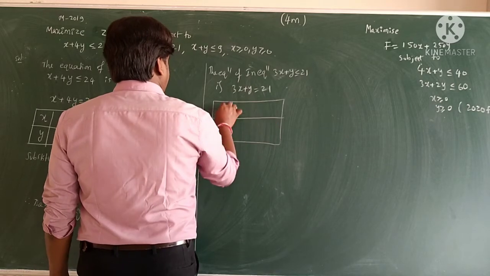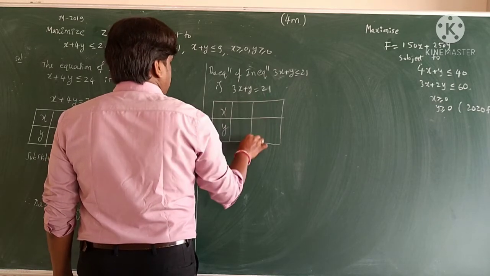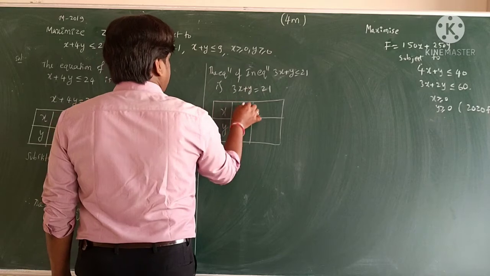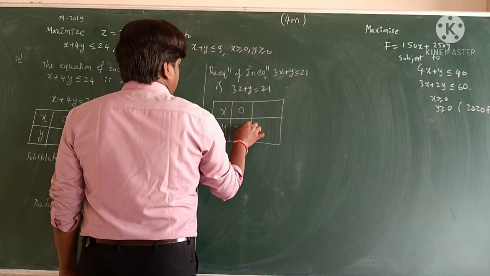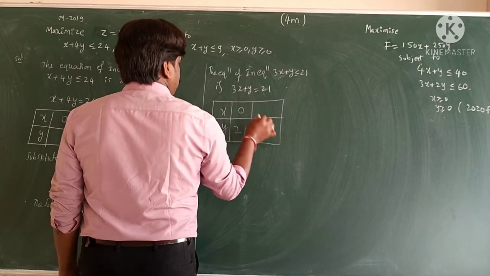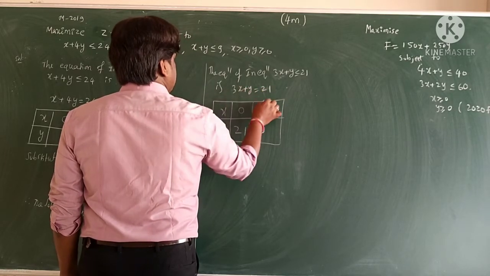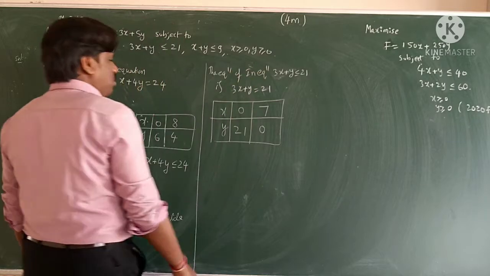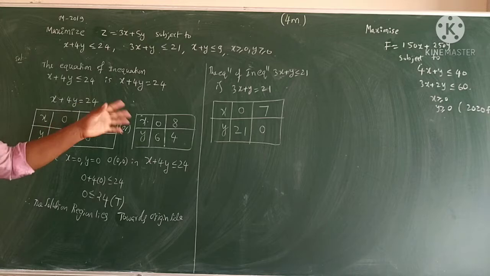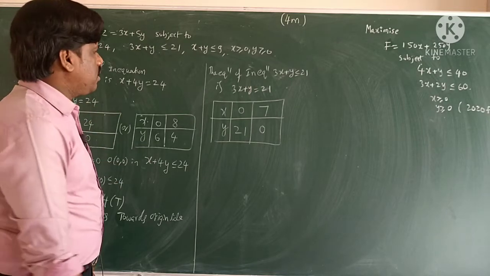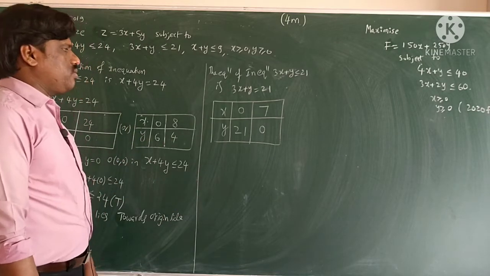Here I take x, y. Now if I take x is 0, y will be 21, a big number. If I take y 0, then x will be 7. I am taking 0 only because I don't want to confuse you much. If you want to take other numbers, you can, no problem. I am going to take 0 and draw the graph.